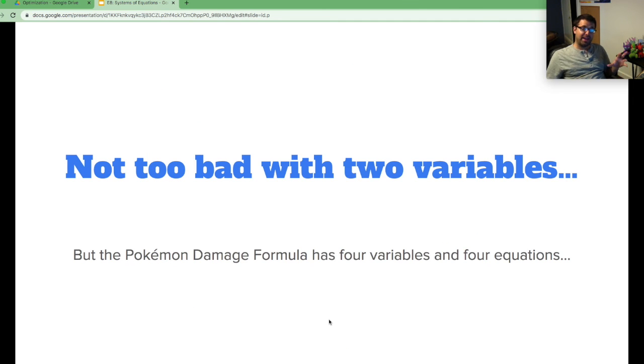So, it's not that bad when you just have 2 variables and 2 equations. Unfortunately, the Pokemon formula has 4 variables, which means we need 4 equations. And that's where things get a little bit tricky. So we're actually going to be able to use some math teacher know-how to get around all of this stuff. But that's what we're working with. That's what we're working towards.